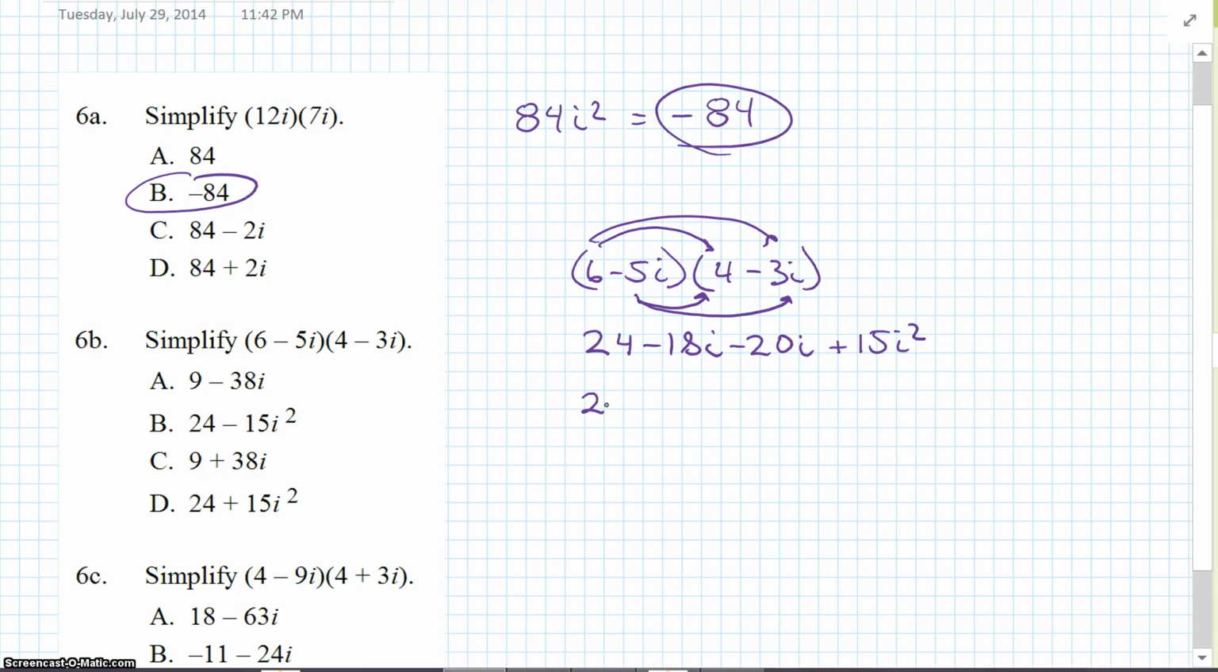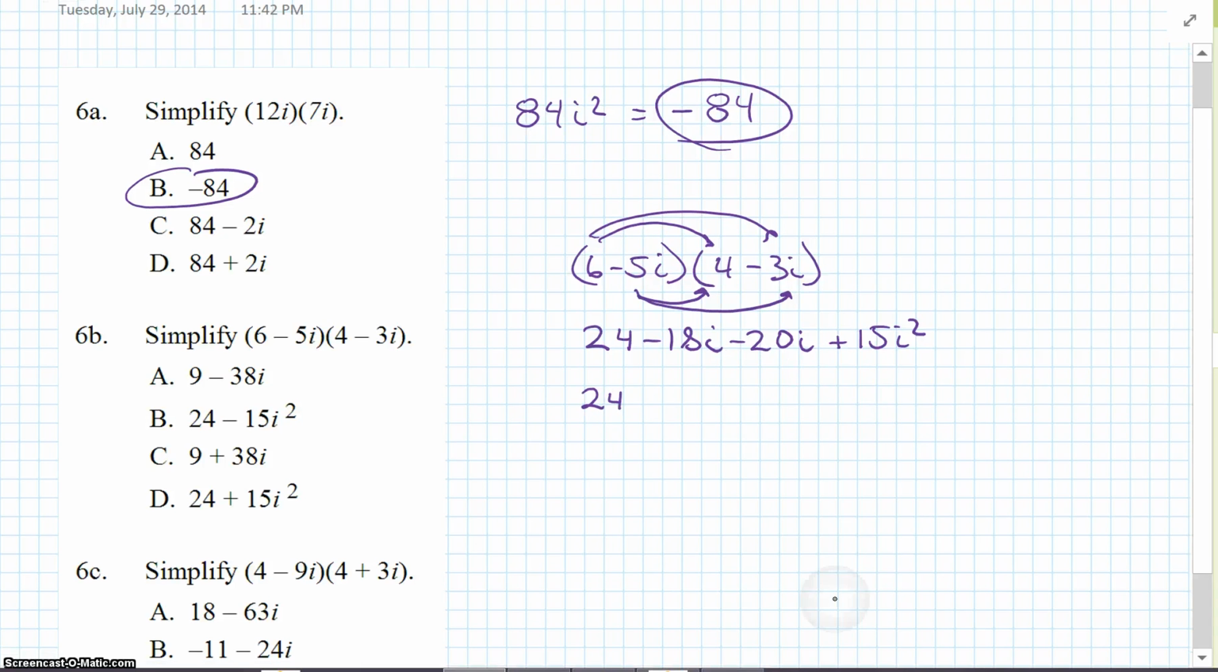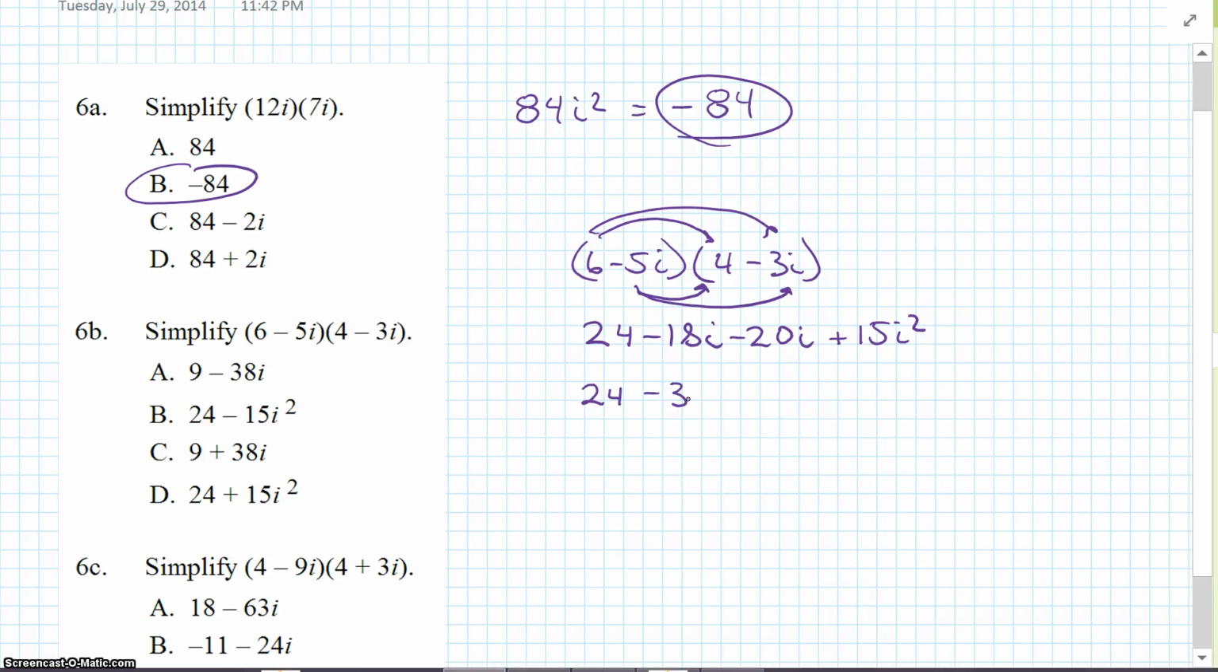So I'm going to rewrite it. 24, we can sum like terms, minus 38i, okay, minus 15. Because remember, what's i squared? Negative 1. So this is just going to be 9 minus 38i. So the answer would be A.